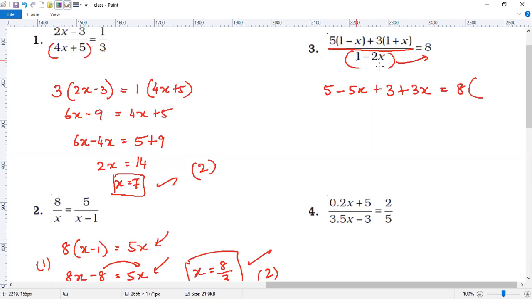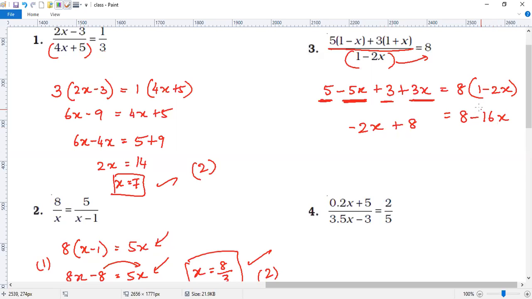times of, I'm taking this 1 minus 2x to the other side. I told you, right? So 1 minus 2x, we can write it here. So what will we get? This will be 8 minus 8 into 2x is 16x. When we simplify the terms over here, what is that you have? Minus 5x plus 3x. So I'll get minus 2x. Same way, this is plus 5 plus 3. So that is plus 8. Okay. So what is that you have in the left hand side? You have a minus 2. And here on the right side, you have a minus 16.